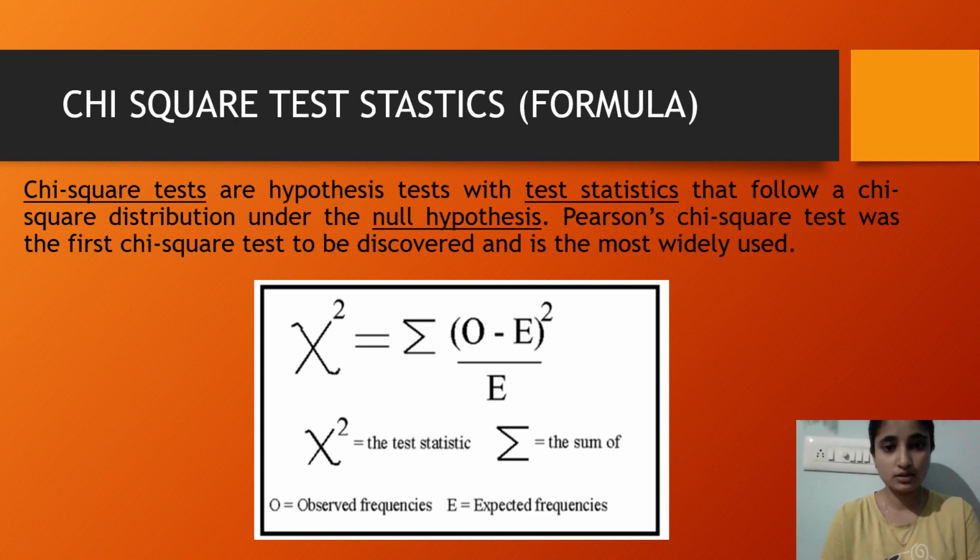Chi-square test statistics, that is formula. Chi-square test or hypothesis test with test statistics that follow a chi-square distribution under the null hypothesis. Pearson's chi-square test was the first chi-square test to be discovered and is the most widely used. So this is the formula for chi-square distribution. Chi-square is equal to summation of (O minus E) whole square by E, where chi-square is the test statistics. O stands for observed frequencies and E stands for expected frequencies.